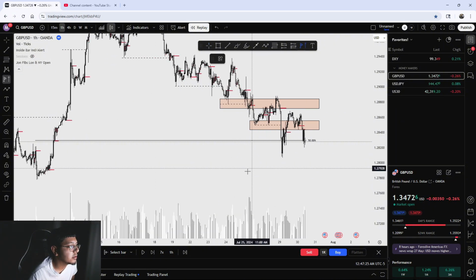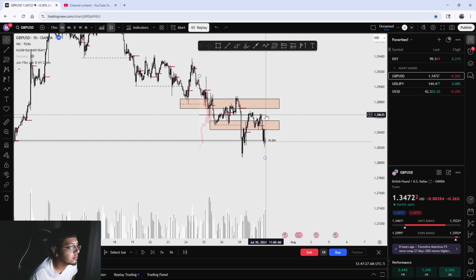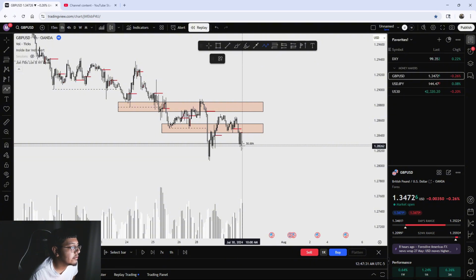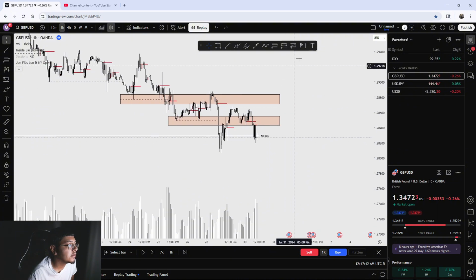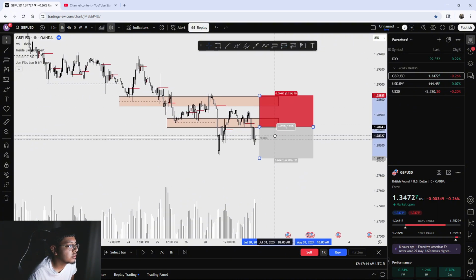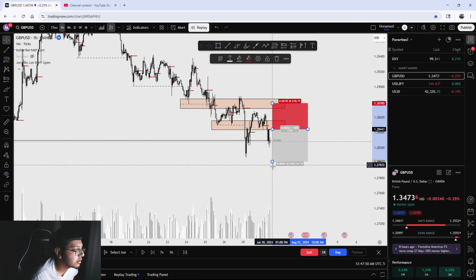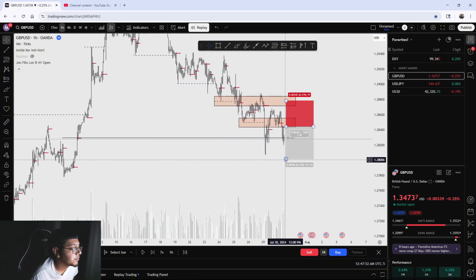So let's see. We'll mark up our volume zone. Strong volume right here. So honestly, I would wait for like another retest up in this area to sell. So we are at 11, and if it doesn't hit, then usually I wait 2 hours. If the trade doesn't play out, then it's all good.